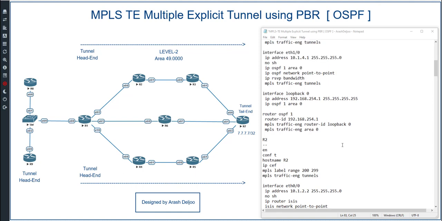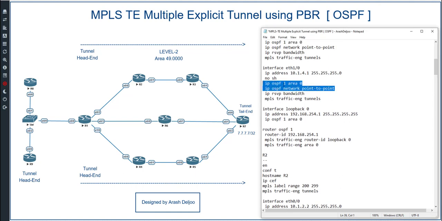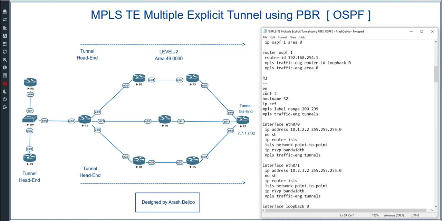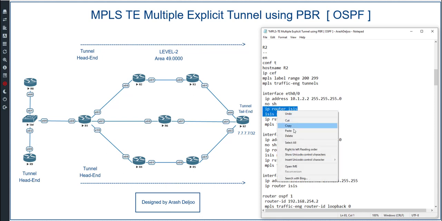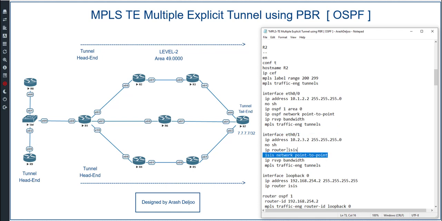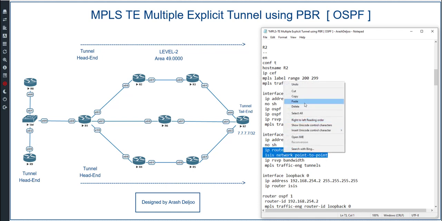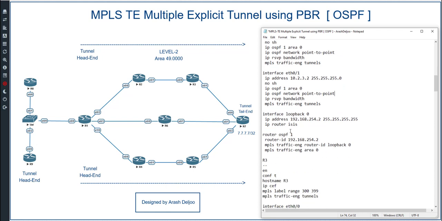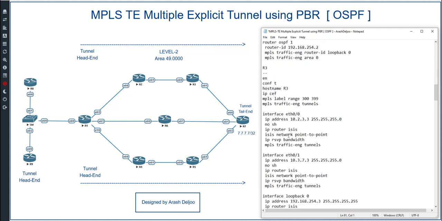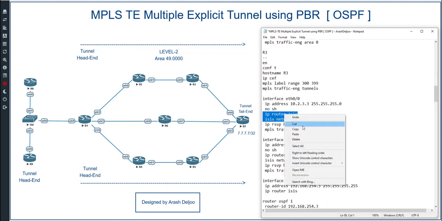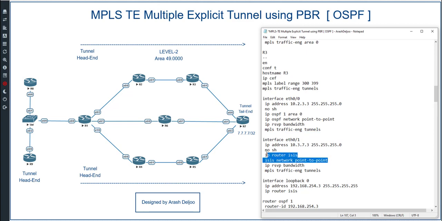Let me continue the configuration of router 2. In router 2, about the MPLS traffic engineering configuration, we don't have any change. We need only to replace the ISIS configuration with OSPF configuration on the interfaces, for example on interface ETH00 of router 2, and also interface ETH01 of router 2. Other configurations are the same, also on interface loopback 0. That's it. In all other routers we need to do the same thing. In router 3, again, replacing the ISIS configuration with the OSPF configuration.